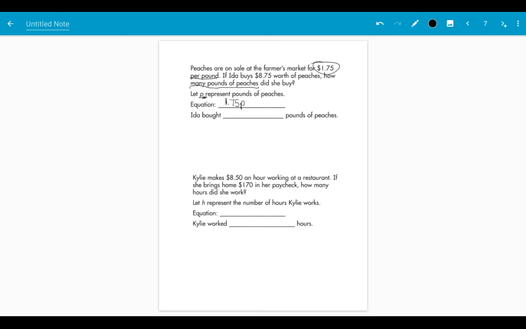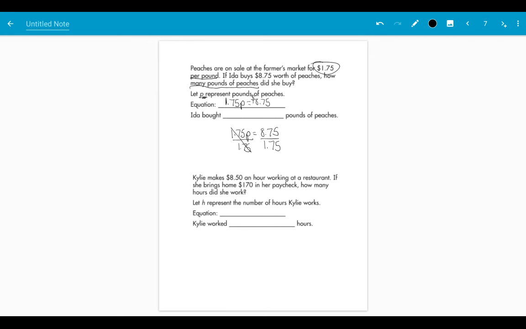And in this case, Ida bought $8.75 worth of peaches. Now, clearly, if something is being multiplied to our variable and we want to get the variable on its own, let me rewrite the problem here. All we have to do is divide, because the opposite of multiplication is division. So if you divide 1.75 by 1.75, it's going to cancel out. And remember, if you do one thing to one side of the equation, you must do it to the other side. So $8.75 divided by $1.75.